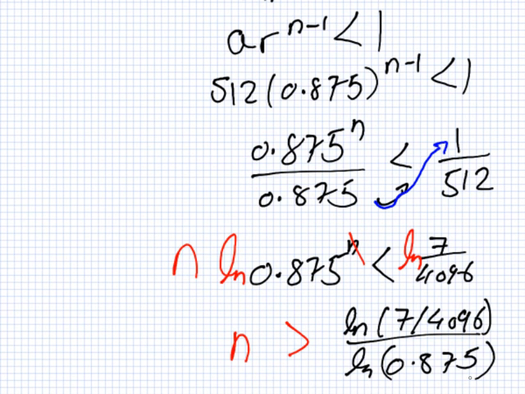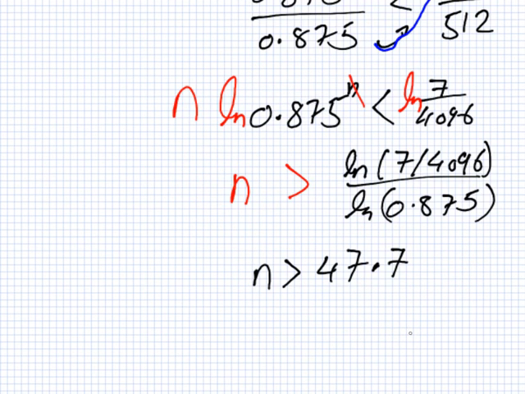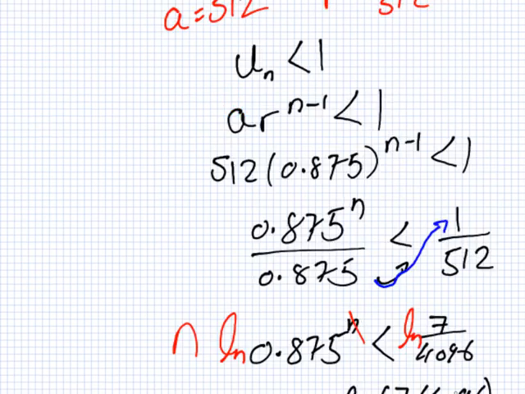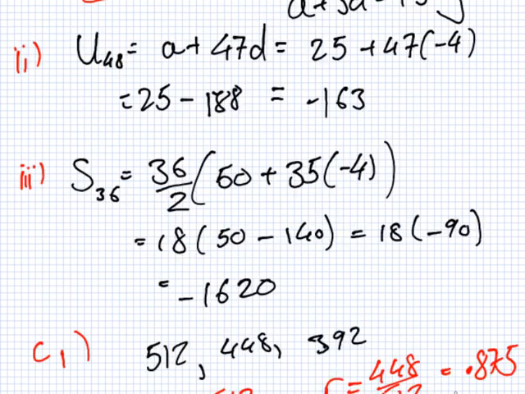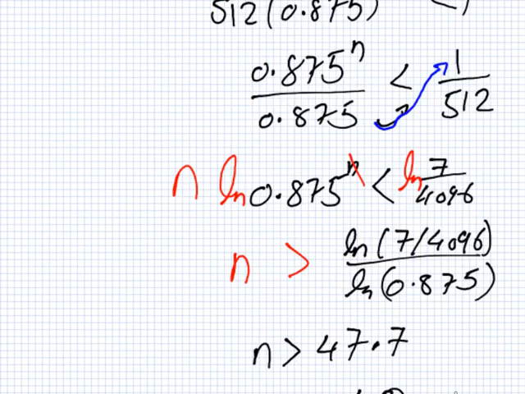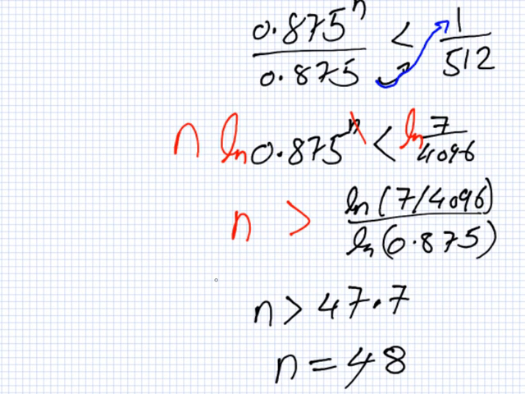So I got n must be bigger than 47.7. So what's the first n that is bigger than 47.7? 48. Didn't they ask us for the 48th term? Ah, no, that was in a previous part. Okay, so 48 is the answer here. When it reaches the 48th term, it will be less than 1. Okay?